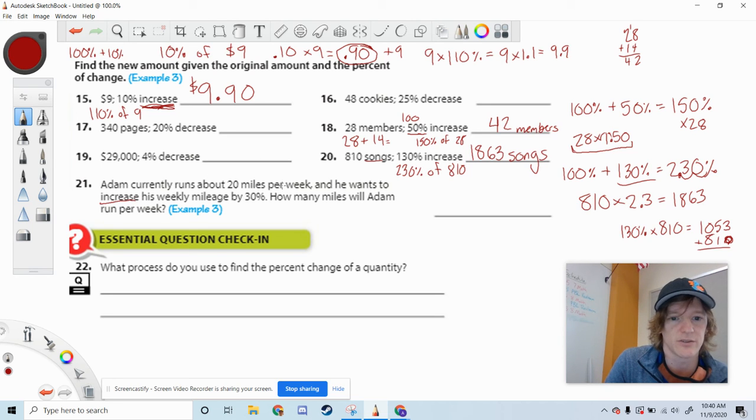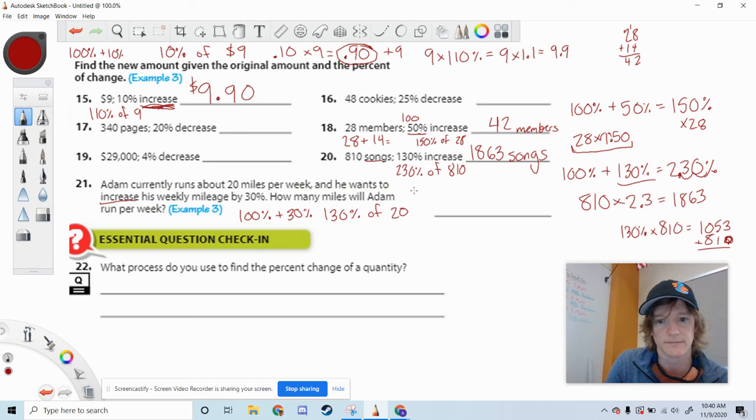Adam currently runs about 20 miles per week, and he wants to increase by 30%. If he's increasing, he's going to start with his 100%, and he's going to add 30% more. So he's going to have 130% of 20. So 1.3 times 20. We get 26 miles. That is how many miles Adam will run per week.